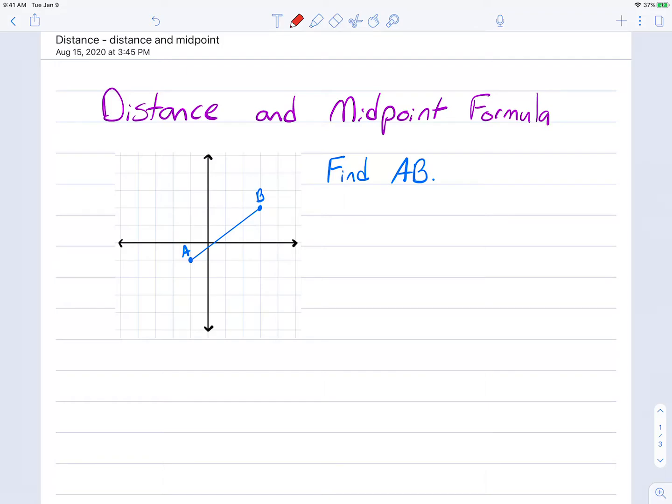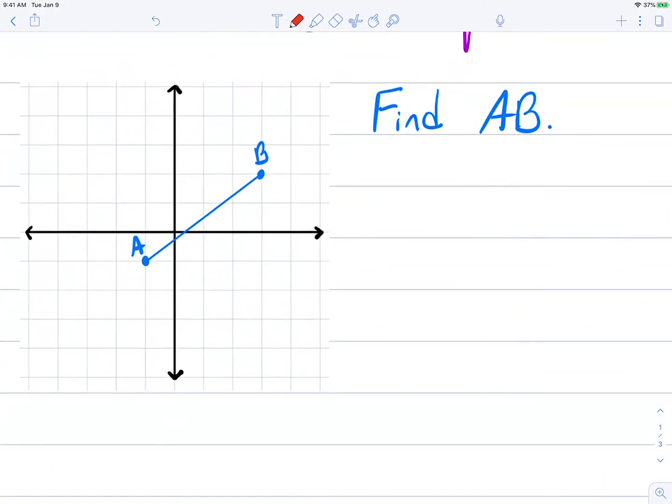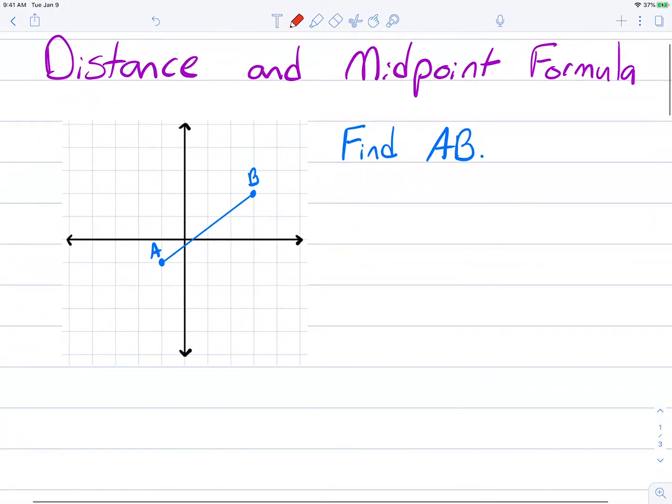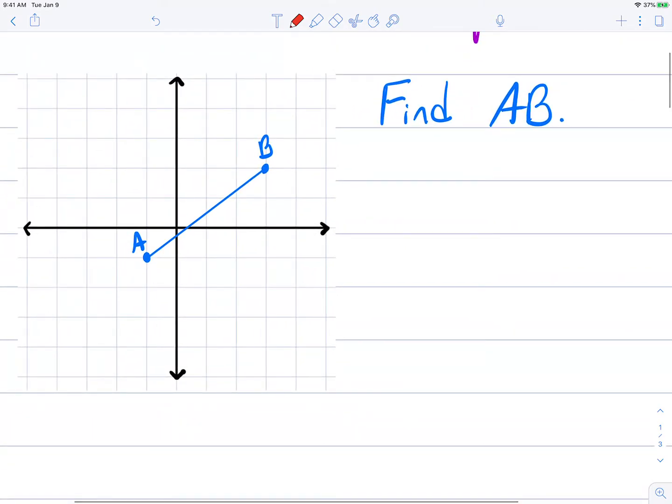Distance and midpoint formula. So now we're going to be finding the distance and the midpoint given coordinates. For instance, I have the points A and B on this graph, and I want to find AB, which means I want to find the length from A to B. The coordinates of point A are (-1, -1), and the coordinates of point B are (3, 2).